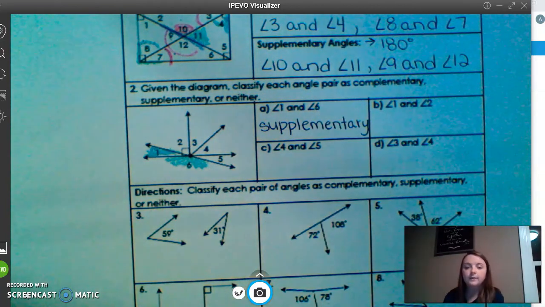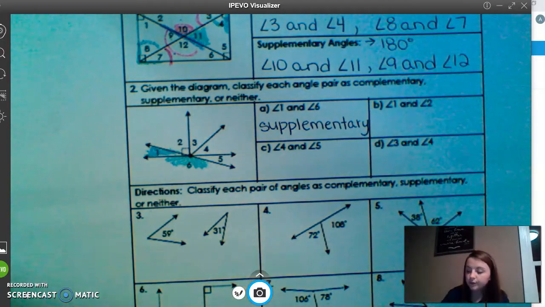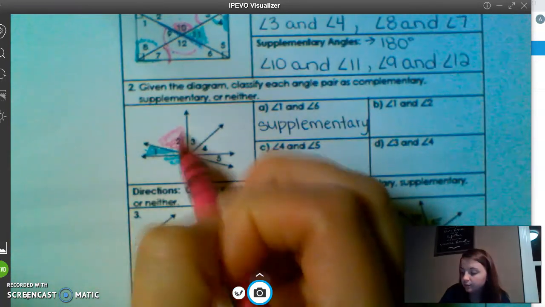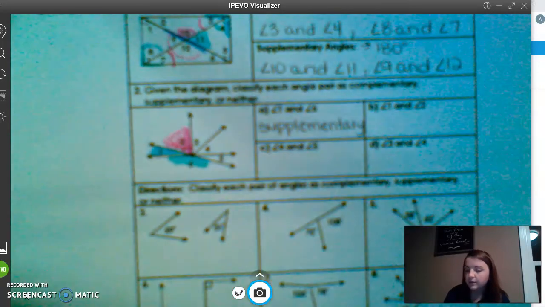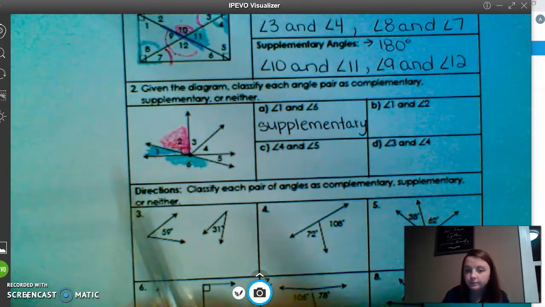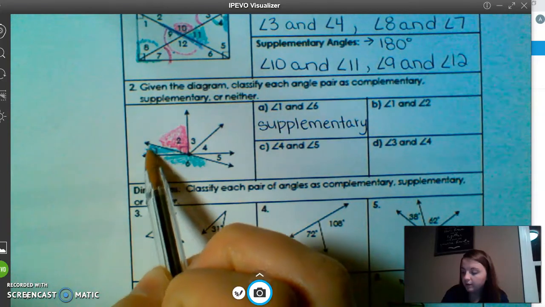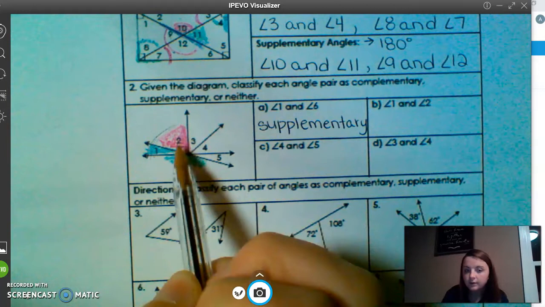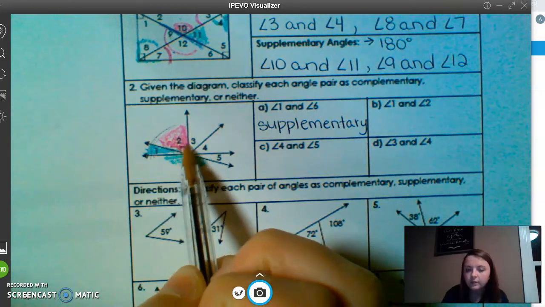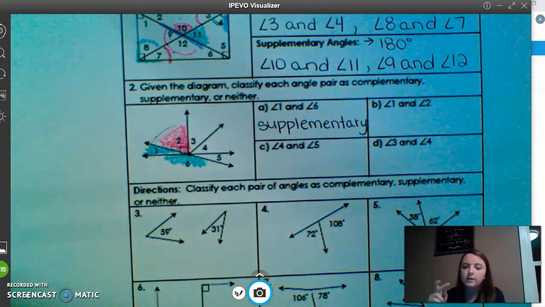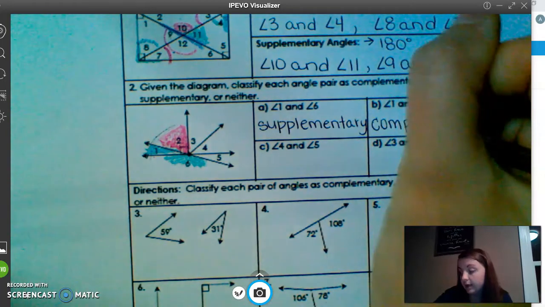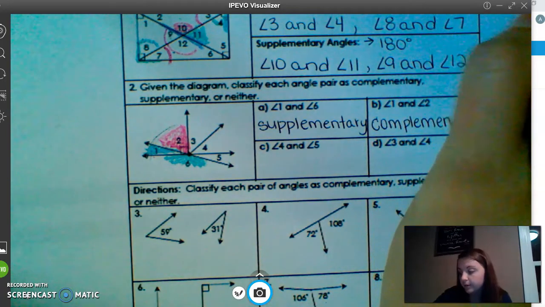Okay, B, angle 1 and angle 2. So I'm looking at angle 1 and angle 2. When I put those two together, I go from 1 all the way to 2, like this. 1 to 2. That makes a right angle. Well, what type of angles, when you put them together, make 90 degrees? Complementary. So that pair is complementary.